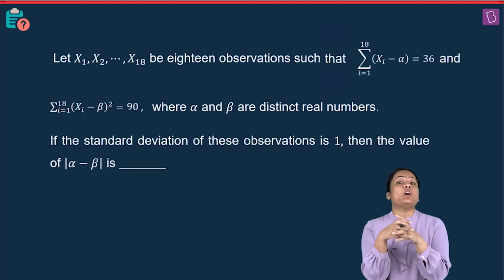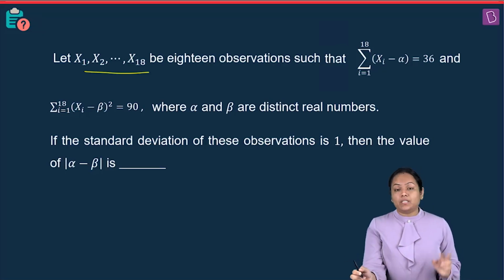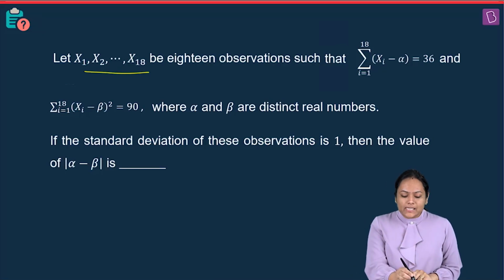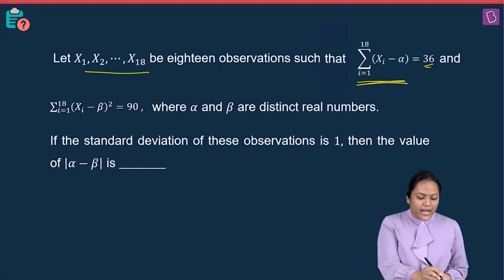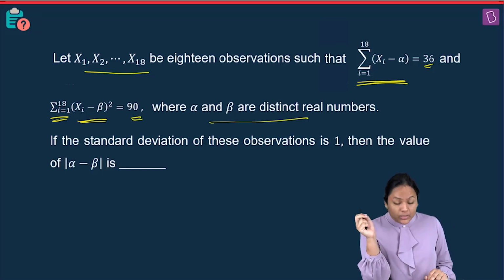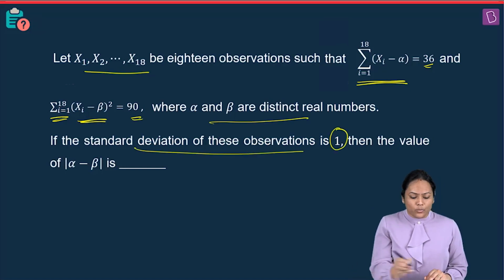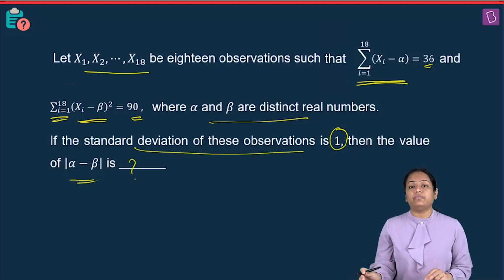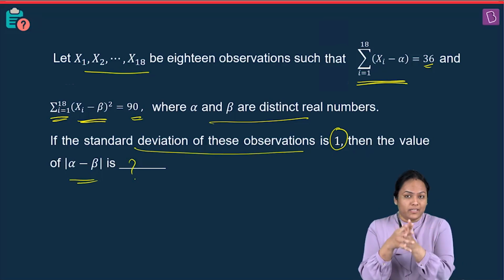The next question is from statistics. They have said that x1 to x18 be the 18 observations such that summation of (xi minus alpha) from i equal to 1 to 18 is equal to 36, and summation of i equal to 1 to 18 of (xi minus beta) whole square is 90, where alpha and beta are distinct real numbers. Further, they have said that the standard deviation is 1. What is the value of modulus of alpha minus beta? Okay. So I have to use the formula for standard deviation, right?